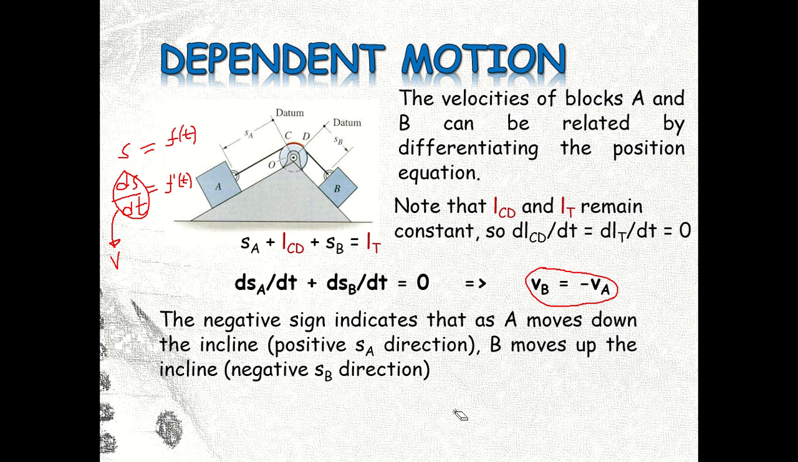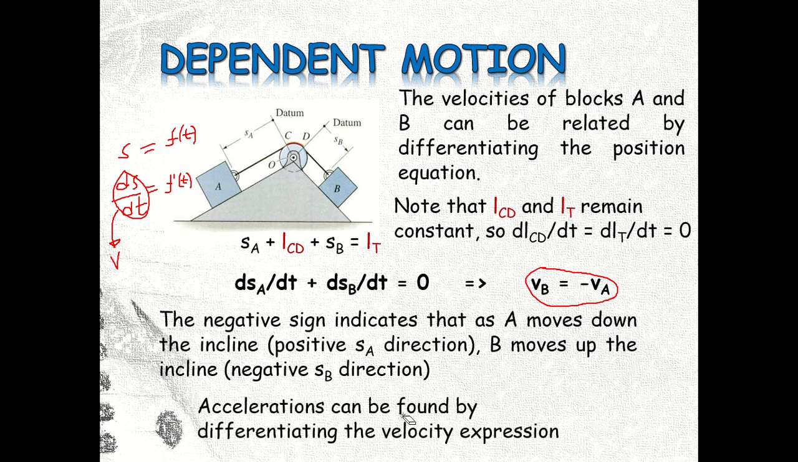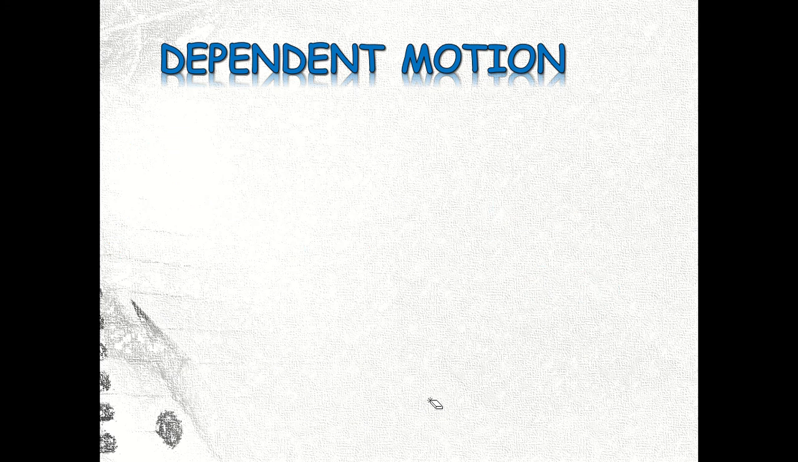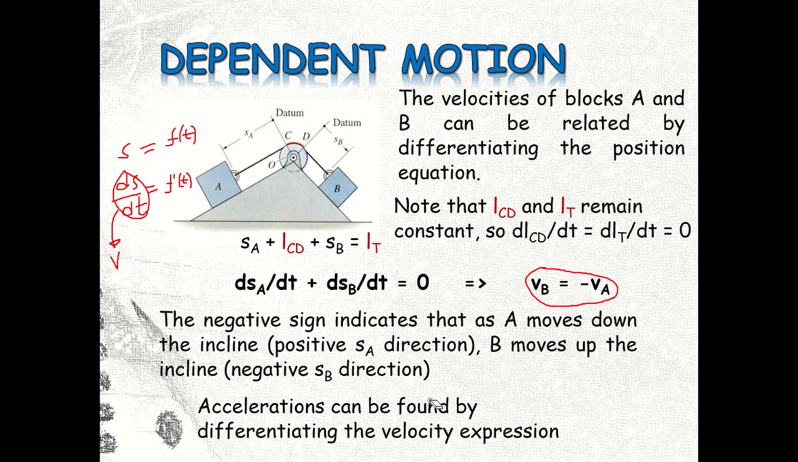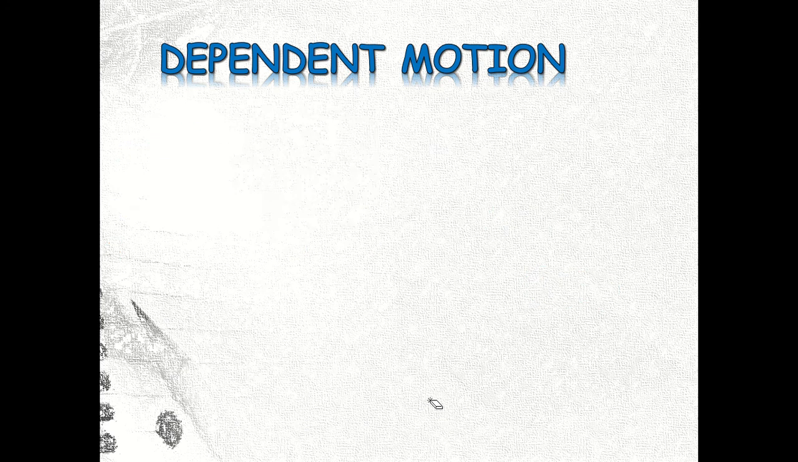All right. So acceleration can be found by differentiating the velocity expression. It means if you want to find the acceleration of the movement up or down of this block and this block, we simply take the derivative of this. So we get the accelerations for block A and block B. Okay, I hope you understand this one, class.